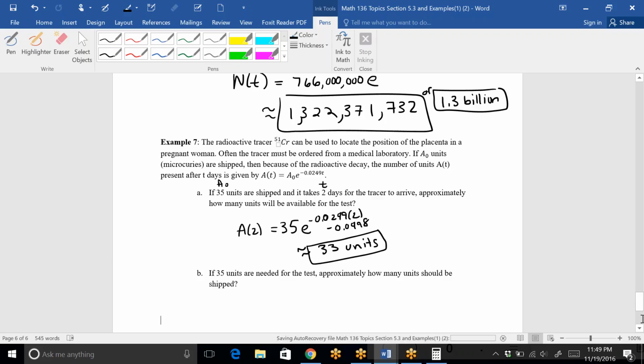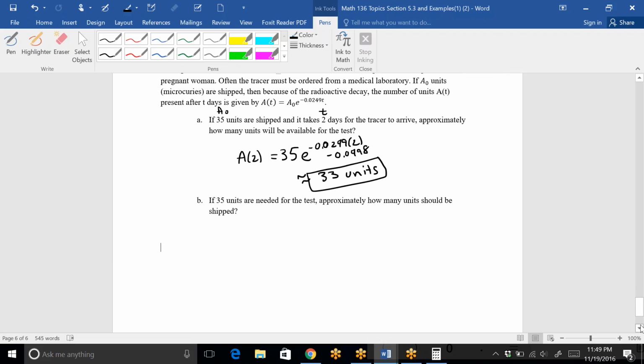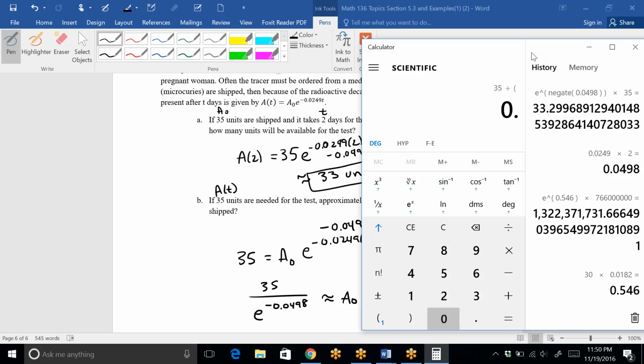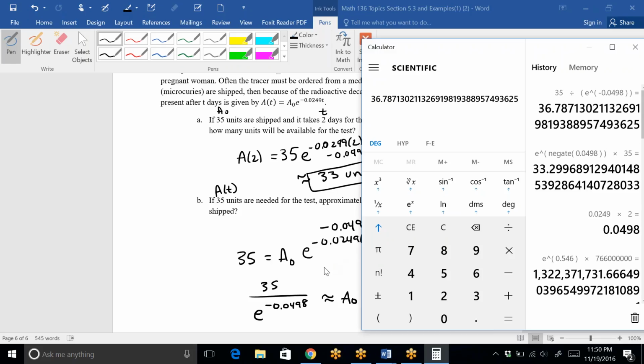So somebody made a mistake. Essentially, they needed all 35 units for the test. How many should they have ordered if we still know it takes 2 days to get there? So this is going to be our end result now. So 35 equals A sub 0 e to the negative 0.0249 times 2, which we already know is an exponent. In this case, we would be dividing that over to solve for A sub 0. So 35 divided by parentheses, since I'm using this calculator, negative 0.0498 as the exponent on e to the x, and hit enter. We needed about 37 units.